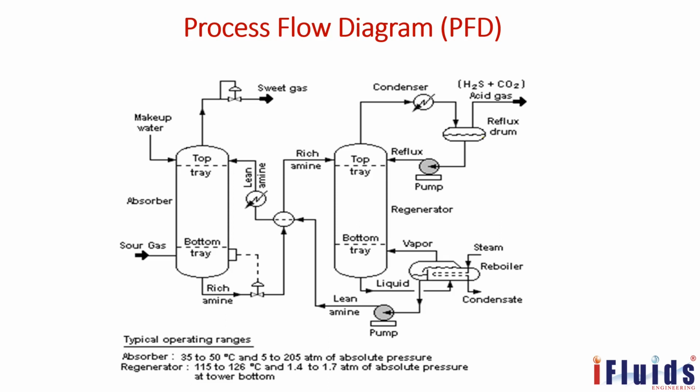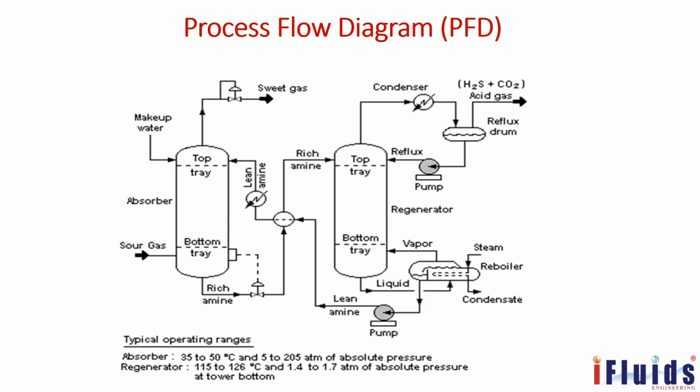There are two columns here. One is an absorber, and the other is a regenerator. The sour gas is the feed, that is called a stream. Makeup water at the top is a utility stream. I already told you that you have to show the main process streams and also the utility streams. It is called an absorber, that's why the absorber name is there.